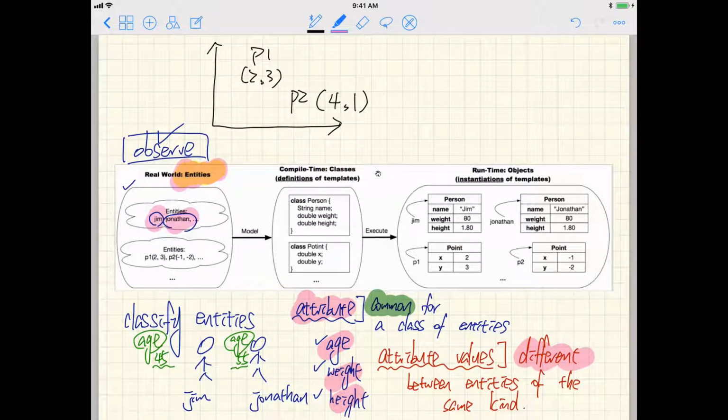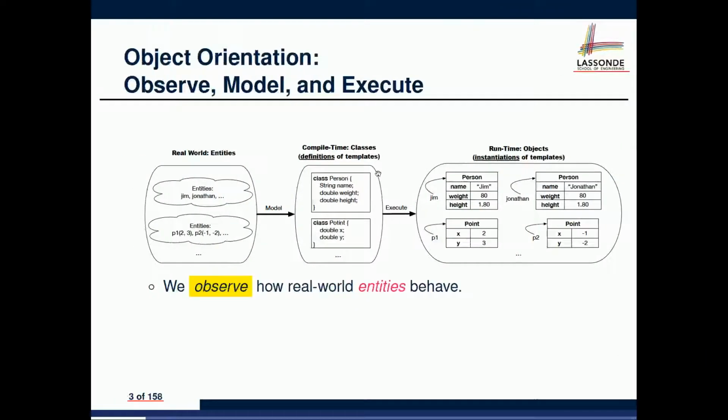On the other hand, each entity might have entity-specific values for the attributes. For example, Jim's age may be 45, and Jonathan's age might be different, which can be 55. And Jim's weight may be different from Jonathan's weight, and Jim's height can be the same as Jonathan's height, but it may be different. Okay, so that's really the first stage. Observation is really important. That's only about observation, nothing about programming just yet. Once we have observed what's really in the real world, we're going to do the second phase, which is called model. Let me go back to the slides and go over that.